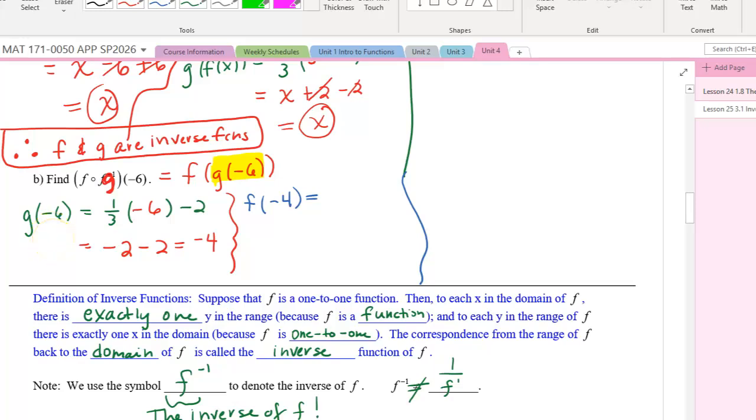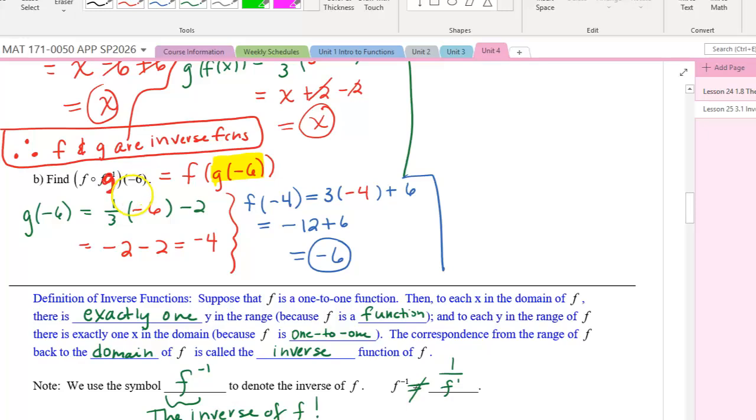So let's see. If you recall, the function is 3 times x plus 6. So now I'm going to take -4 and plug it in there. So 3 times -4 is -12. And -12 plus 6 is, in fact, -6.